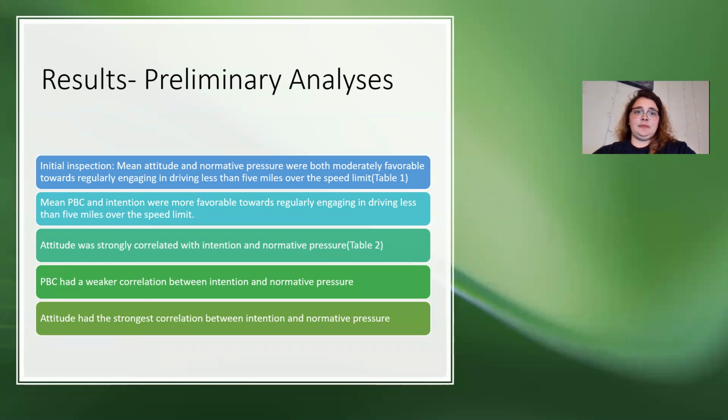For our results, our preliminary analyses, upon initial inspection, mean attitude and normative pressure were both moderately favorable towards regularly engaging in driving less than 5 miles over the speed limit, as you saw in Table 1. Mean PBC and intention were more favorable towards regularly engaging in driving less than 5 miles over the speed limit. Attitude was strongly correlated with intention and normative pressure. PBC had a weaker correlation between intention and normative pressure, and attitude had the strongest correlation between intention and normative pressure.